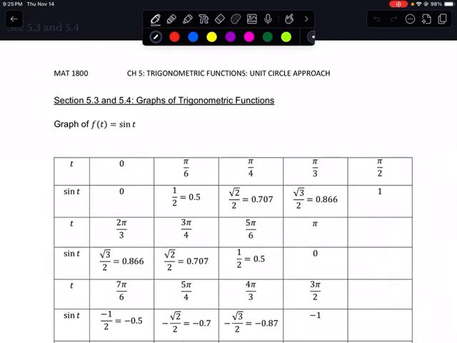Welcome back. We are now looking at sections 5.3 and 5.4, and in these sections we are going to see how to graph the trigonometric functions, like the basic functions and then the transformed functions. So functions which have used transforms.